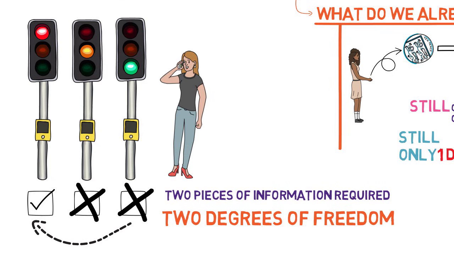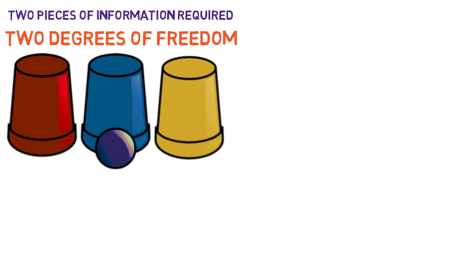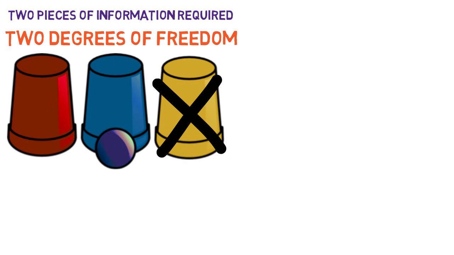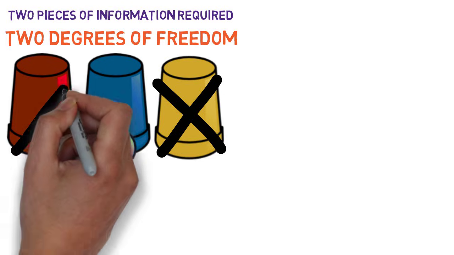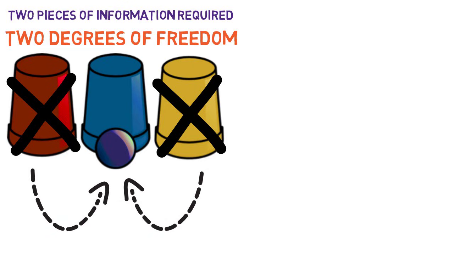Another case with 2 degrees of freedom is the 3 cup and ball trick. You're trying to work out where the ball is. You know in advance that the ball can only be in one of 3 cups. You turn over the yellow one and it isn't in there, but you still don't know where the ball is. You turn over the red one and it's not there either. Now you don't have to turn over the blue cup. It must be in there because it wasn't in the other 2. 3 possible outcomes, 2 required pieces of information, 2 degrees of freedom.